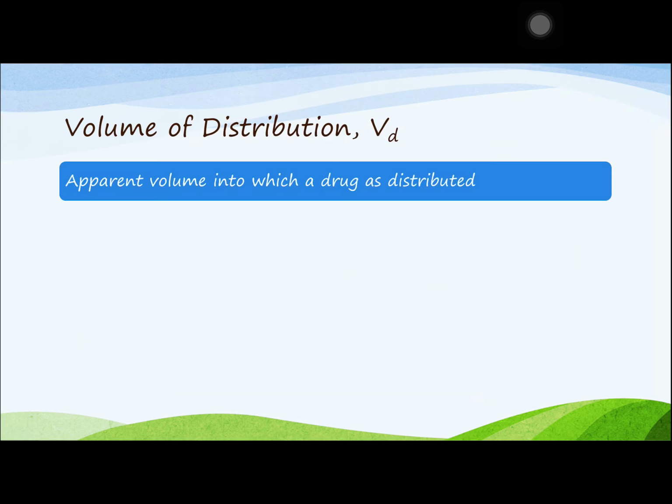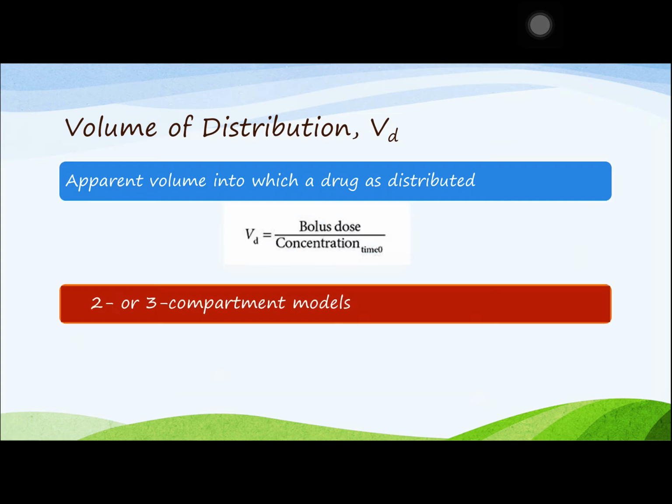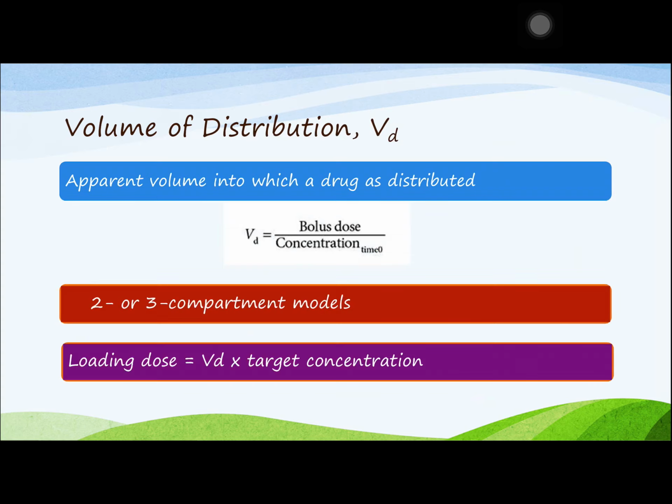The volume of distribution is the apparent volume into which a drug is distributed. It is mathematically computed as the bolus dose over the concentration at a given time. Usually, distribution is explained in compartments. The VD is also needed to compute for the loading dose, which is the VD multiplied by the target concentration. An increase in the volume of distribution means that a larger loading dose will be required to fill up the box and achieve the same concentration.